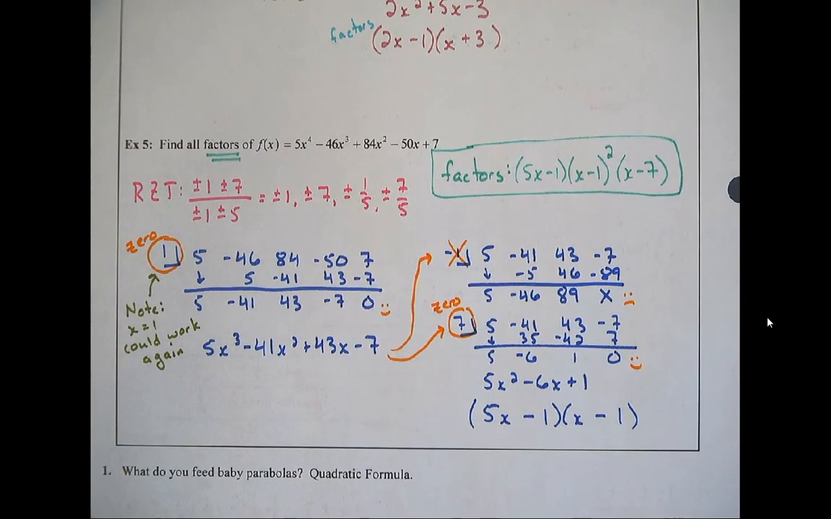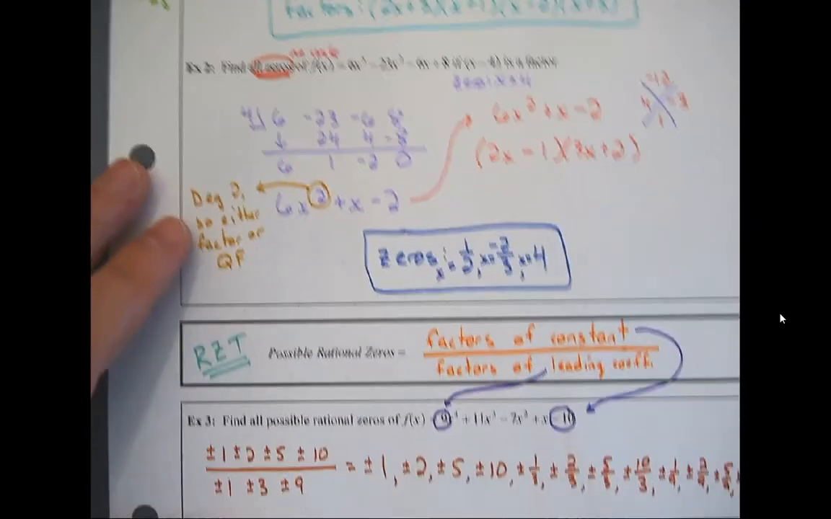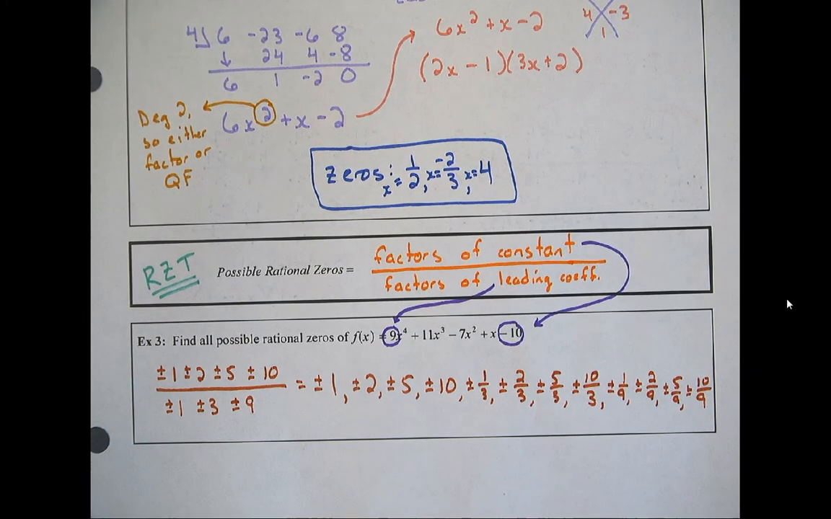All right, so give it a try. Take your time. Make sure that you memorize this, the possible rational zeros. I don't think I give that to you if I remember right.